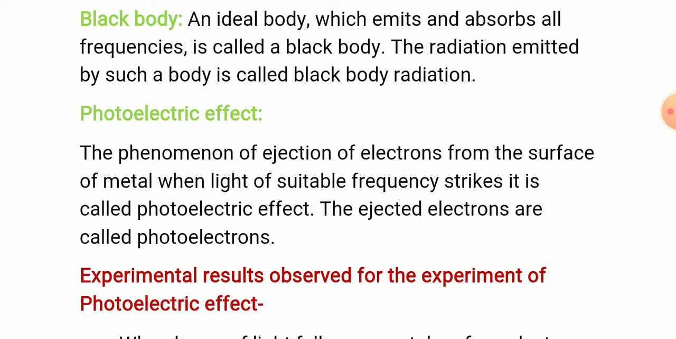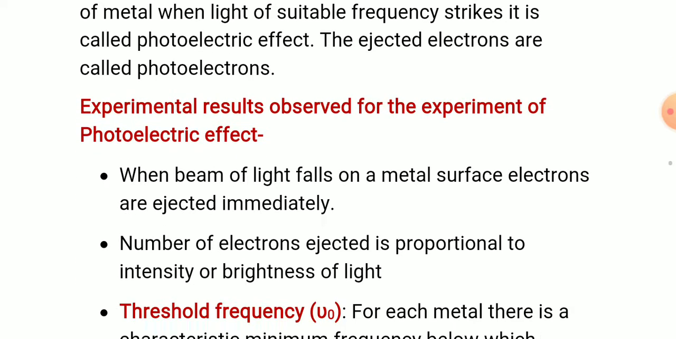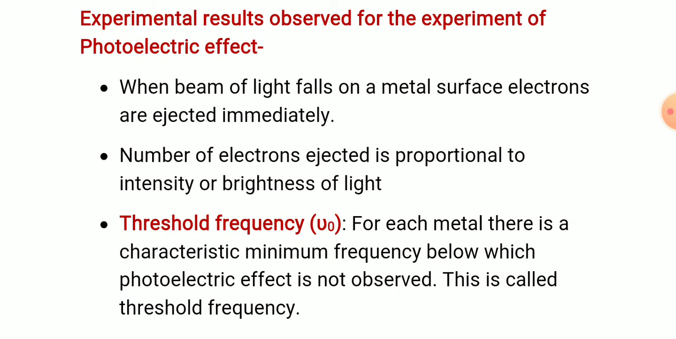Now experimental results observed for the experiment of photoelectric effect. When a beam of light falls on a metal surface, electrons are ejected immediately. And the number of electrons ejected is directly proportional to the intensity or brightness of the light. You have to remember, the number of electrons ejected is proportional to the intensity or brightness of the light.